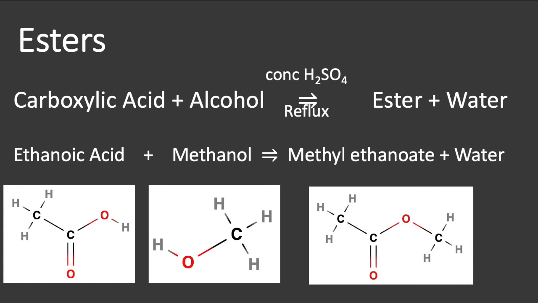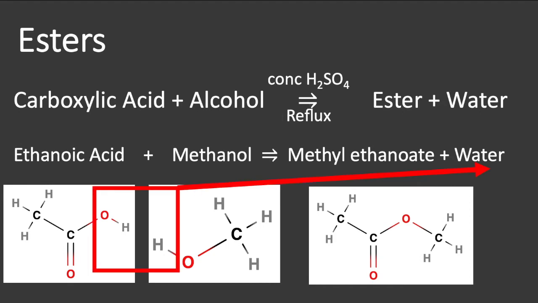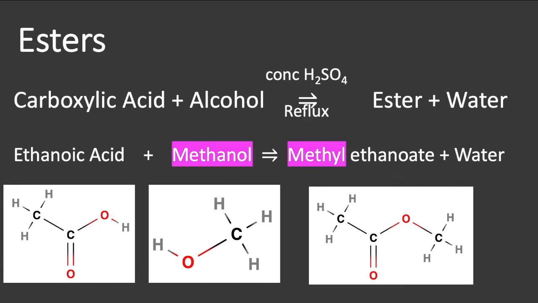So let's have a look at those molecules. We've got ethanoic acid, methanol, and methyl ethanoate there. First of all, the water comes from the elimination of the OH from the acid and the H from the alcohol to produce my water. The first part of the name comes from the alcohol, and you just change the -anol to -yl, so that becomes methyl rather than methanol. And the second part of the name comes from the acid, so ethanoic acid becomes ethanoate.